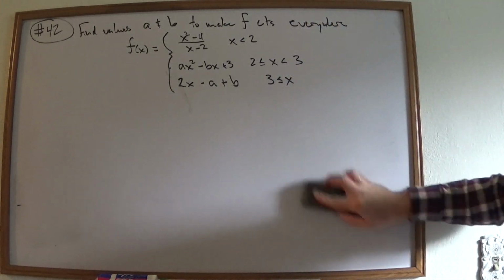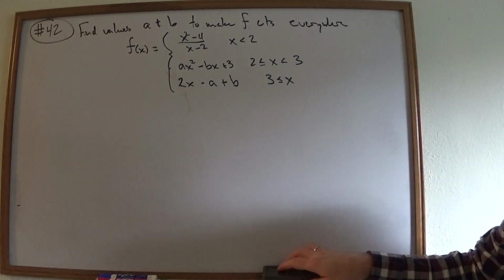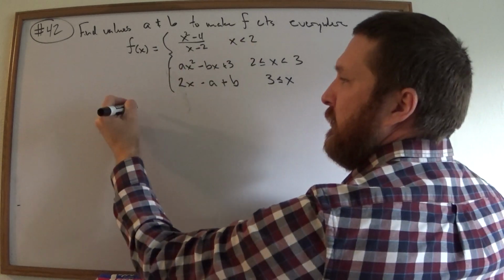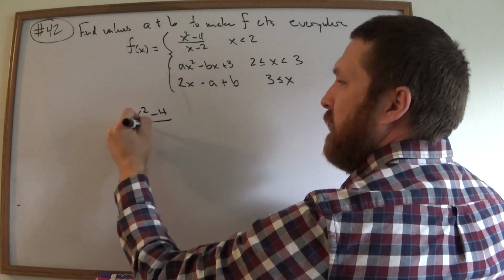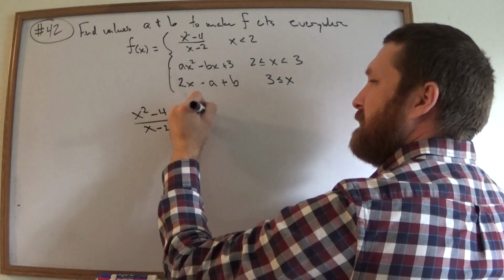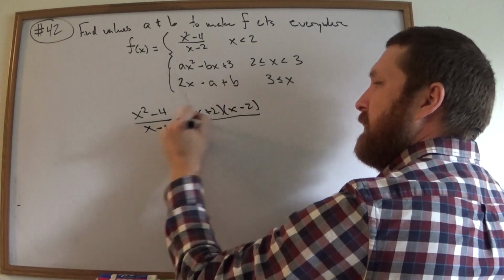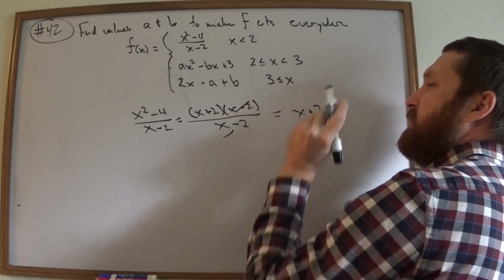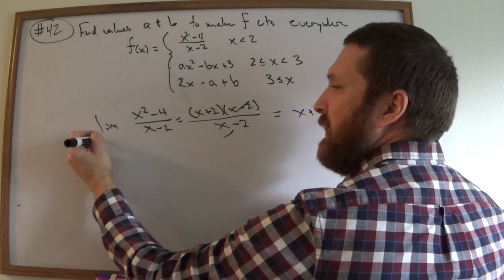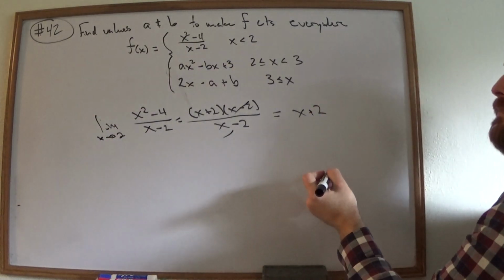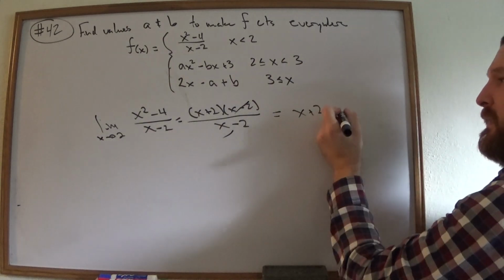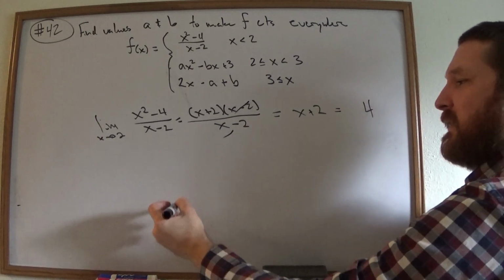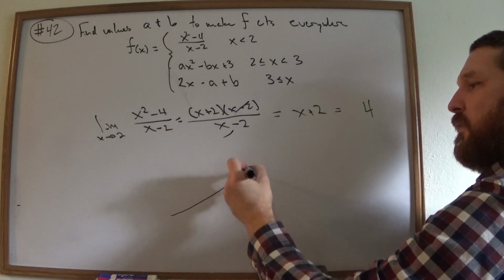That's why this one's tough, because now we have a few things to deal with. First off, let's find the limit as this goes to 2. So x squared minus 4 over x minus 2 is the same thing as x plus 2 times x minus 2 over x minus 2. So x plus 2, as it goes to 2, is what, 4? Yeah. So this function's getting closer and closer to the value 4, and there's a hole in there.